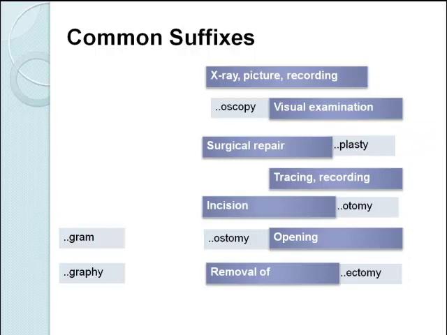Plasty, surgical repair. I always think like a plaster. You fix it, don't you, with plaster? Surgical repair, plasty. And gram is our tracing or recording. And last but not least, graphy. X-ray, picture, recording.